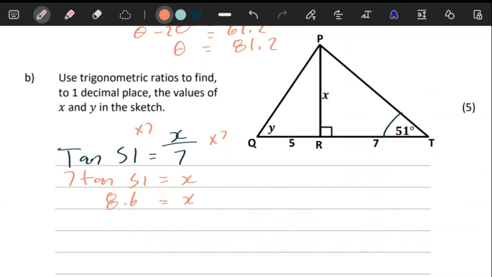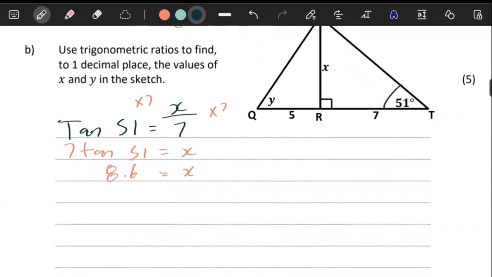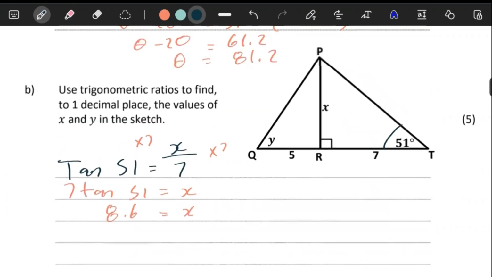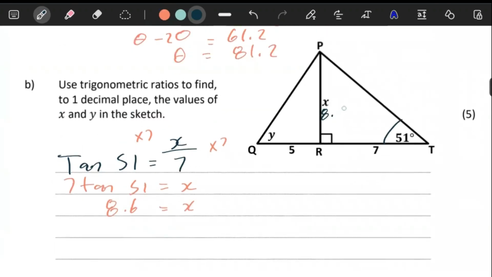In this situation, you would probably be thinking to yourself, okay, fine, but we are going to be using a rounded off value for your other workings, which is okay in this situation because it's all one big question. So here you can have 8.6.